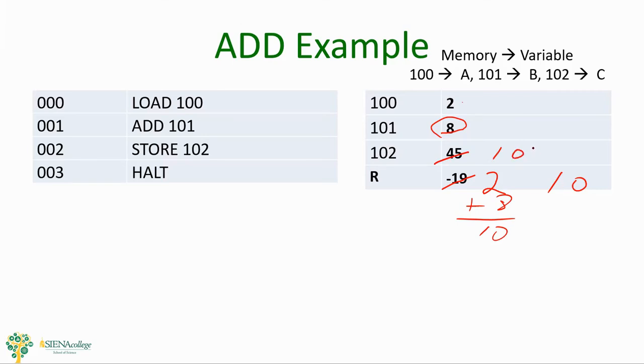Load 100. Well, if A is 100, we start with our A. It goes into the register. Add 101. 101 is our variable B. We add B. Store says we're going to take that and put it into a location. And 102 we're calling C. So load 100, add 101, store 102 would be the equivalent of C is equal to A plus B.